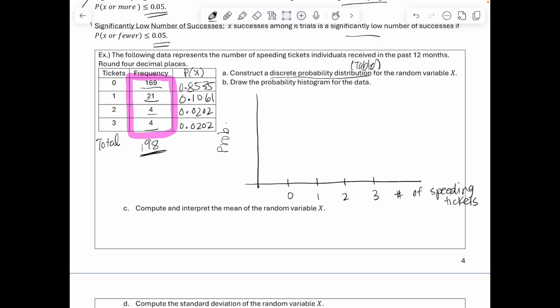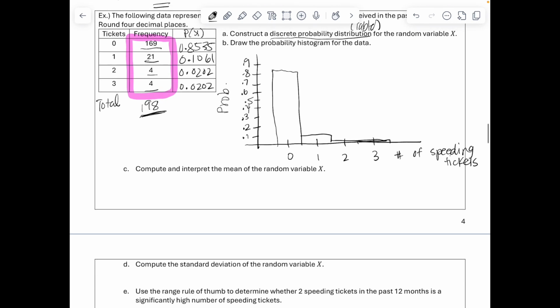And you'll notice that probabilities are pretty small for 2 and 3 speeding tickets, but for 0 speeding tickets, it's pretty large. And so I'm going to count by 0.1. And so I have to go all the way up to 0.9. So 0.6, 0.7, 0.8, and 0.9. So 0 speeding tickets is going to be 0.8535, and then it drops drastically with 1 speeding ticket to 0.1061, and then it's very small for 2 and 3. So drawing those on there, this is my probability histogram. Again, make sure your axes are labeled.